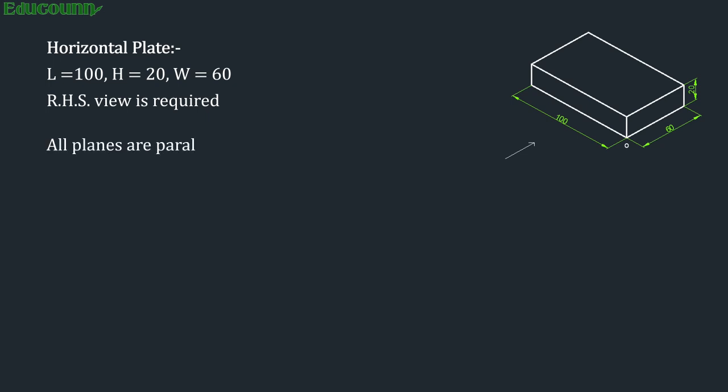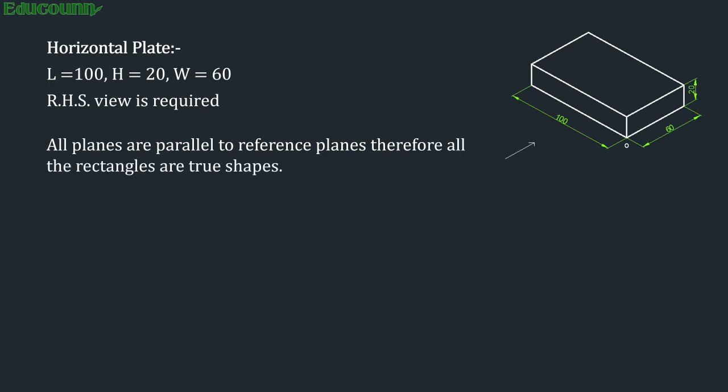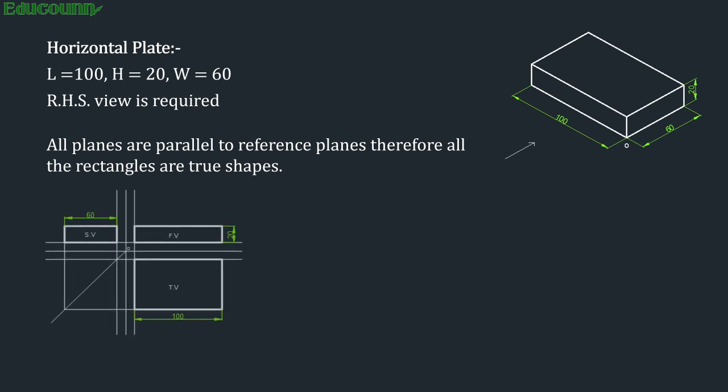Now you can see, since this is a horizontal plate, all the planes which will be seen in three views, that is front view, top view and side view, are parallel to the respective reference planes. Therefore, all the rectangles that are seen in each view are true shapes, because the condition for obtaining true shape is that the planes should be parallel to the reference planes. And here we are getting true shapes in all the three views. You can see the solution there.